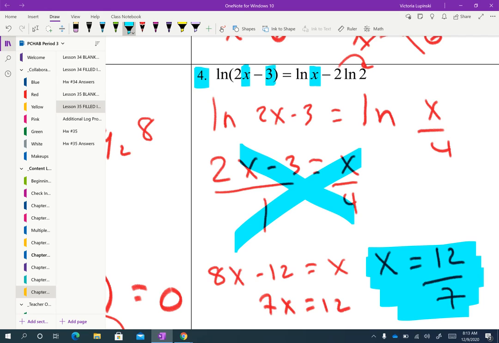Obviously, the only way to get good at these is to do a bunch. So 3 different types of things. Can you condense? Can you expand? And can you ultimately solve? When you're solving, don't forget to check your answers.